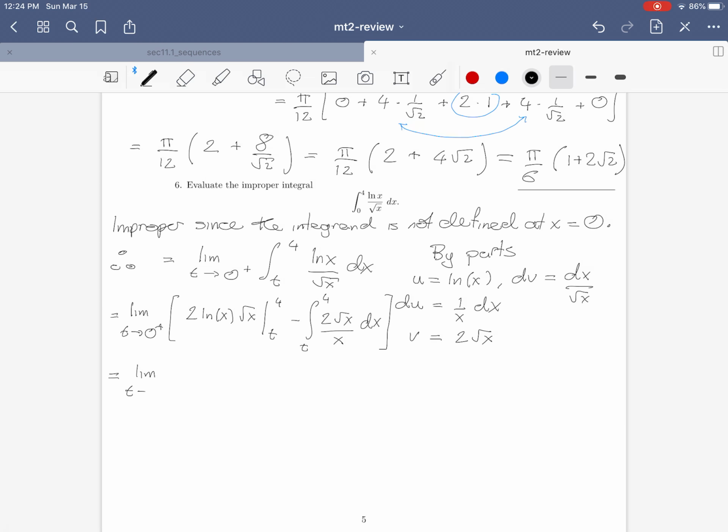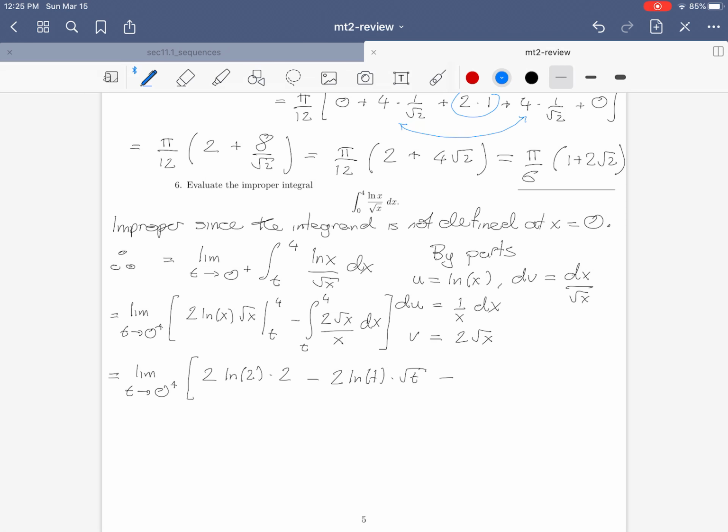So this is the limit as t tends to 0 of, well, let's evaluate our first term. So at the upper limit we get 2 times ln 2 times square root 4, which is 2, minus 2 times ln t times square root t. Right, that's what we get at the lower limit. And now our second integral.